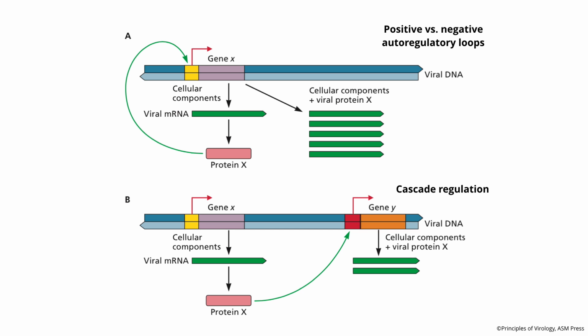Here we have a positive autoregulatory loop in part A. So here we have a part of a viral DNA, and there's a promoter. The promoter site, of course, is shown in red. That promoter encodes an mRNA for gene X. And the protein product of that mRNA happens to be a protein that stimulates transcription at the promoter from which its mRNA is derived. So it's stimulating its own synthesis. It's a positive autoregulatory loop.